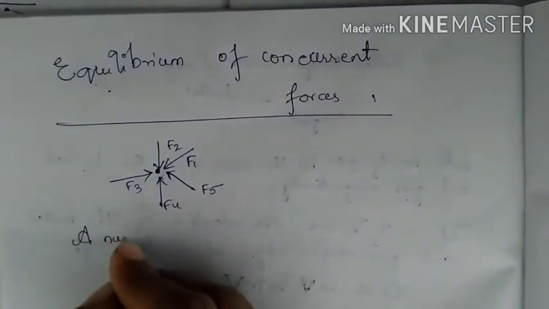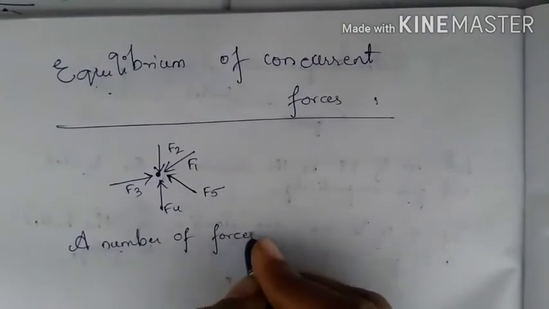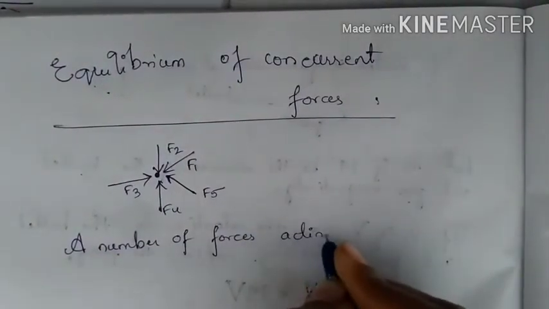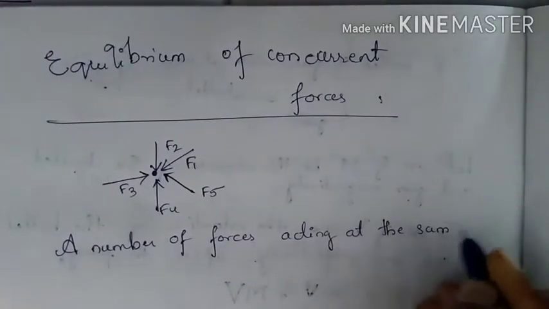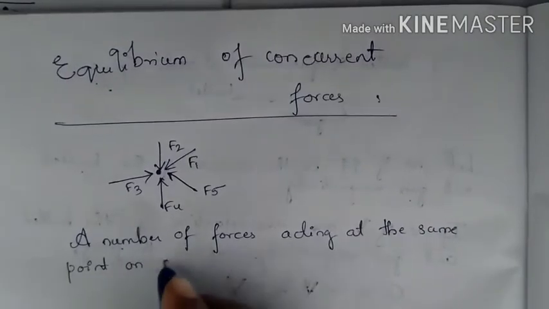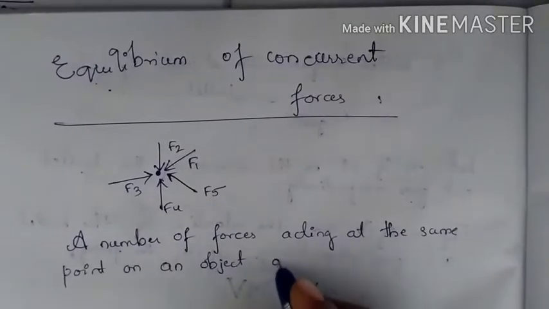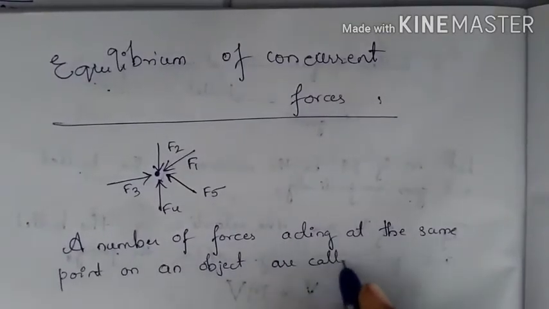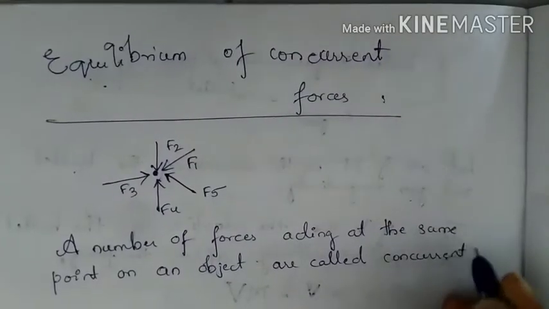So a number of forces acting at the same point on an object are called concurrent forces.